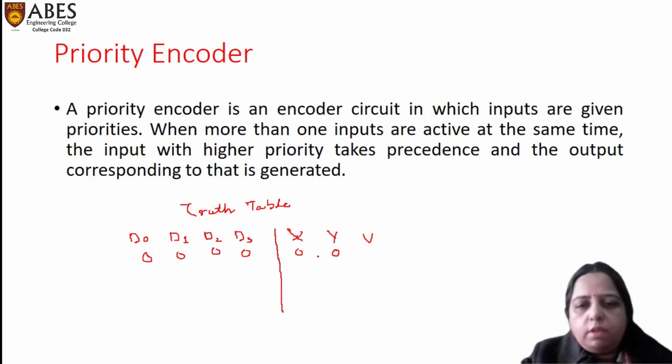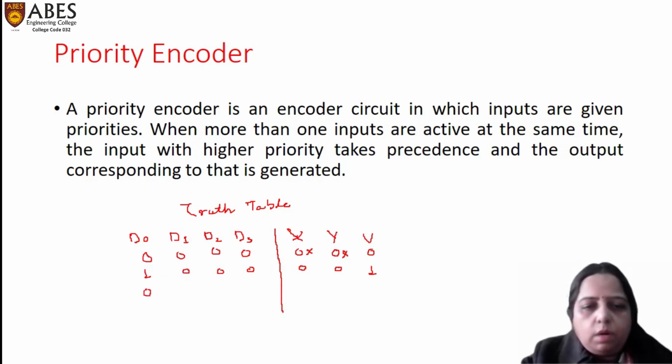So either we can write 0, 0, or we can write don't care for X and Y, and the valid input will be 0 in this case. So here, instead of writing 0, 0, we can also write don't care. X and Y are don't care, and the valid input is 0. While in case D0 is 1, then D1, D2 and D3 are 0, 0, 0. In this case, X and Y will be 0, 0, and the valid bit will be 1.